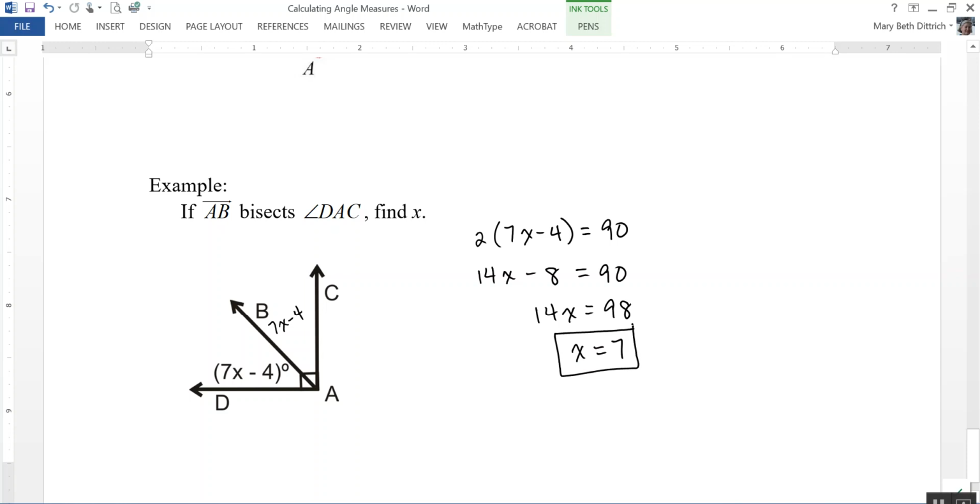So in this video we took a look at how to calculate angle measures. We reviewed some of the concepts and some of the terminology and definitions with regard to angles and their measures and saw how to use them in 3 specific problems.